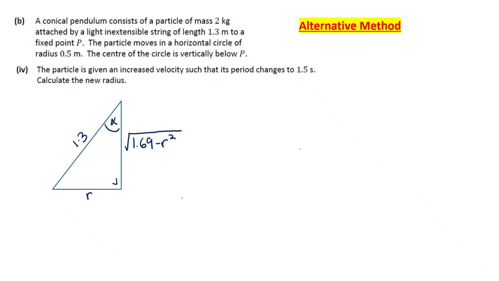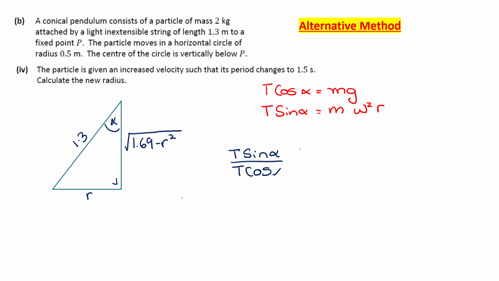So we're going to go with our two formulas we have. So we have T cos alpha is equal to m times g, and we have T sine alpha is going to be m omega squared r. Now, if we put one over the other, so T sine alpha divided by T cos alpha, we then get m omega squared r over mg. Some nice things happen. The T's disappear, so we don't have to worry about them. The m's disappear, so we don't have to worry about them. And sine over cos gives me tan.